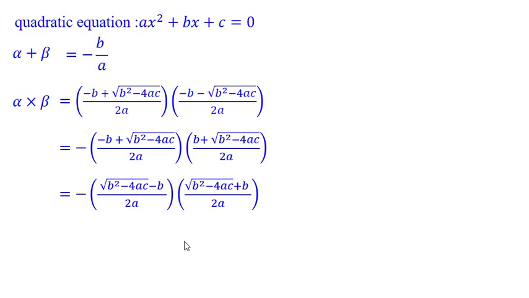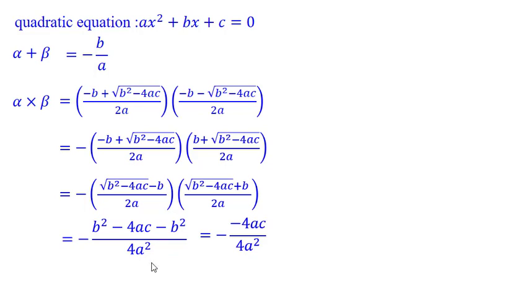Now when I calculate numerator, I have root b square minus 4ac minus b into root b square minus 4ac plus b. So it is a minus b into a plus b. The formula is a square minus b square. So I will write b square minus 4ac, because when I square this term, this square root symbol will go away. So I have b square minus 4ac minus b square. Now this b square will cancel, and in denominator 2a into 2a will give me 4a square. So finally I get minus 4ac upon 4a square.